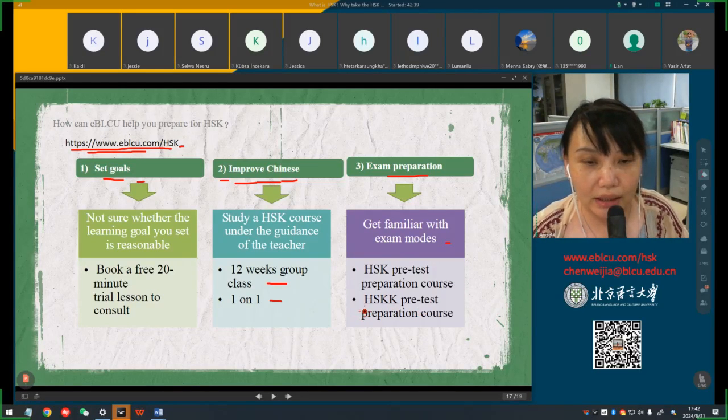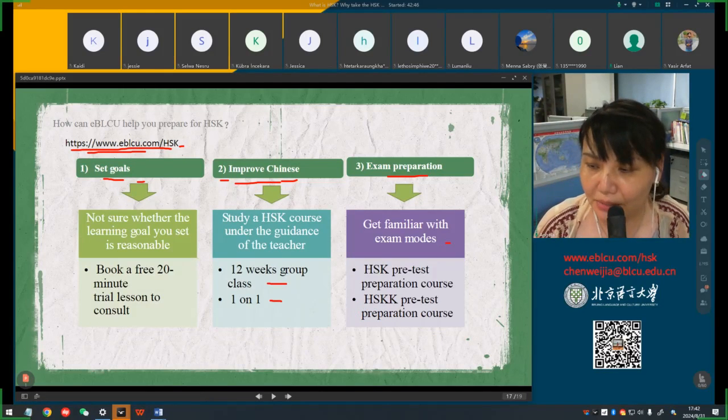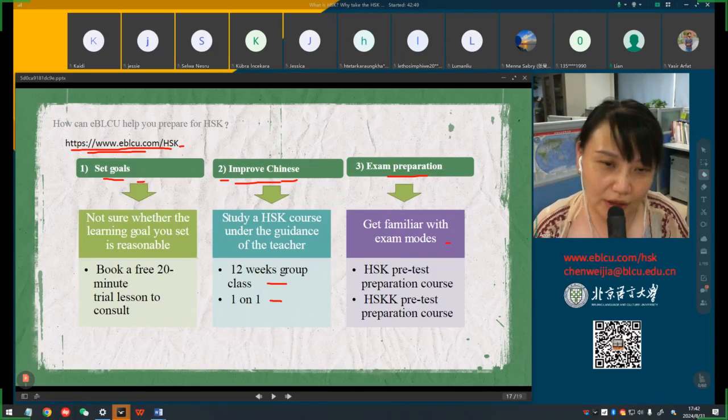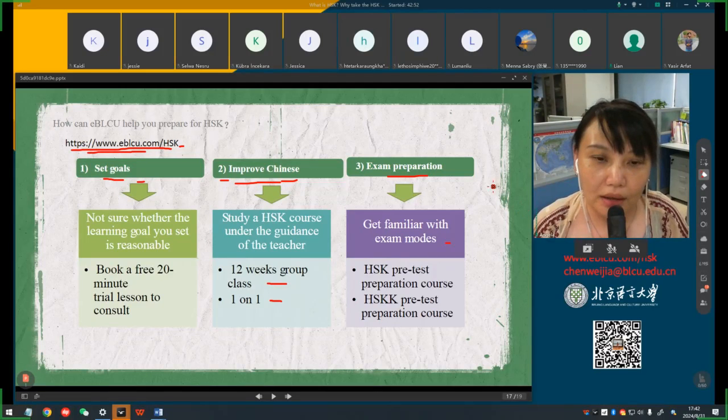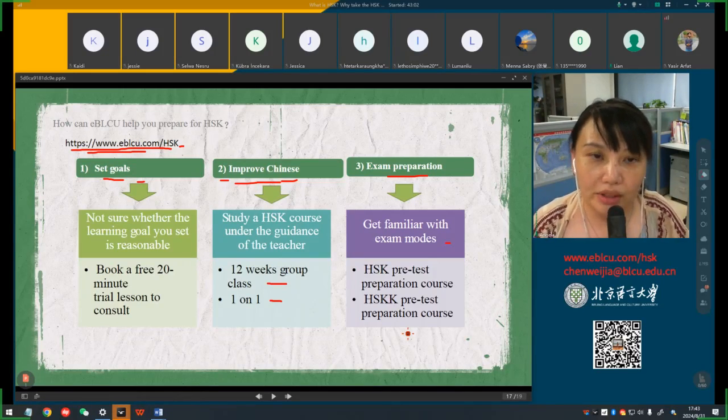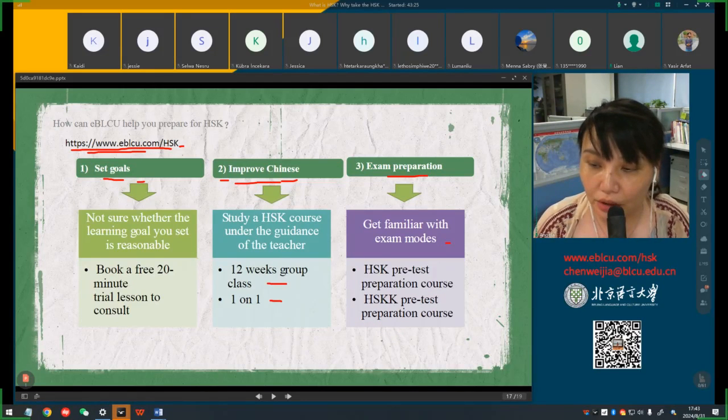Especially if you're planning to take the HSKK test and want to prepare for the oral speaking test. Some students may not feel very confident about the oral speaking parts. Under the guidance of the teacher, the teacher will help you prepare the oral speaking part, help you correct your speaking, like tones and mistakes, and give you an idea of how to answer a question in oral speaking. The structures and formats of the oral speaking test are also very helpful. So yeah, you can choose the HSK or HSKK pre-test preparation course.